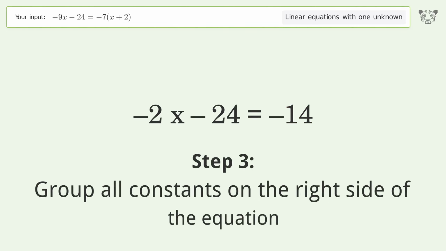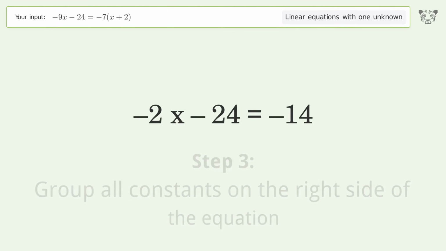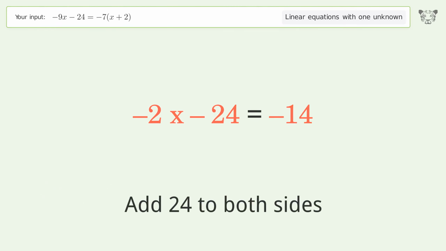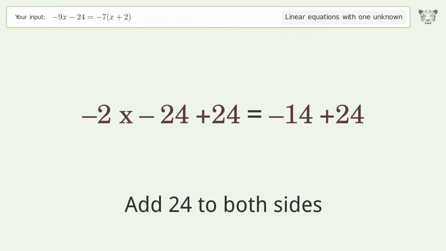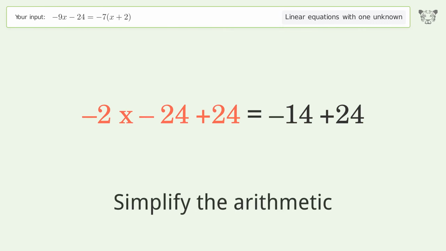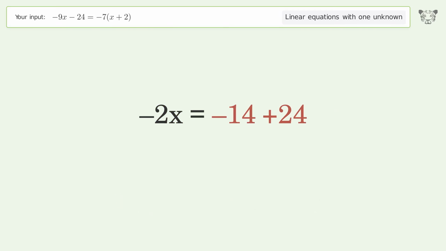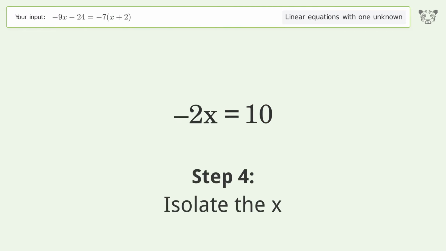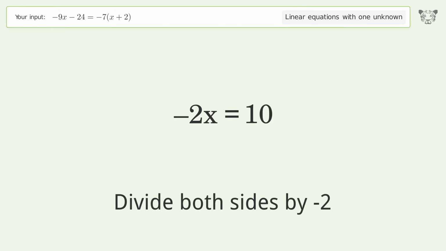Group all constants on the right side of the equation. Add 24 to both sides. Simplify the arithmetic. Isolate the x. Divide both sides by -2.